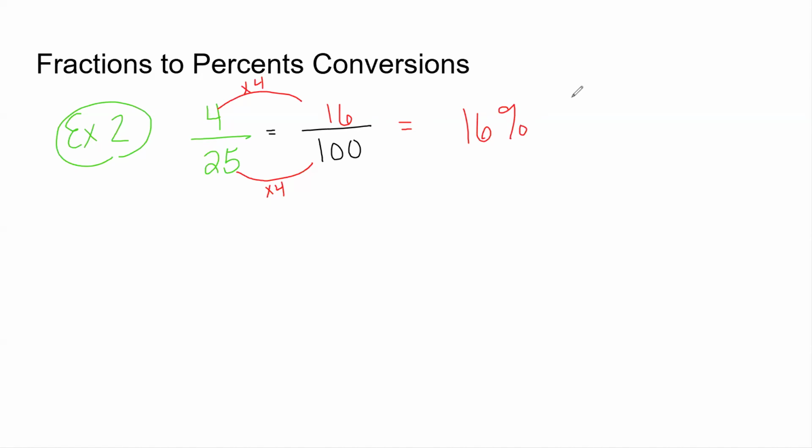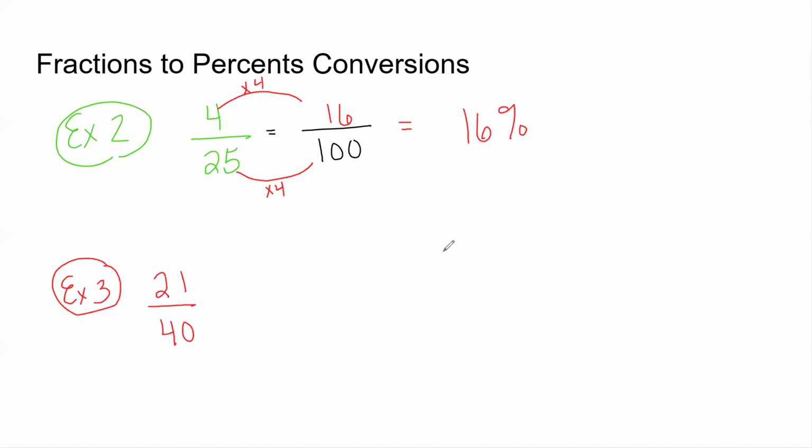Let me find another good one. Example 3. 21 out of 40. So you could try that trick, but I don't think 40 times, no, because go through the 40s times tables, 40, 80, 120, no. So we're going to have to do this the long way.